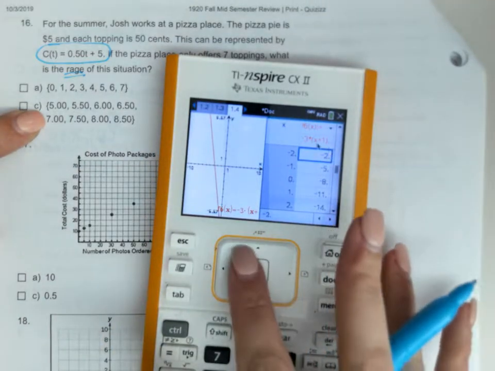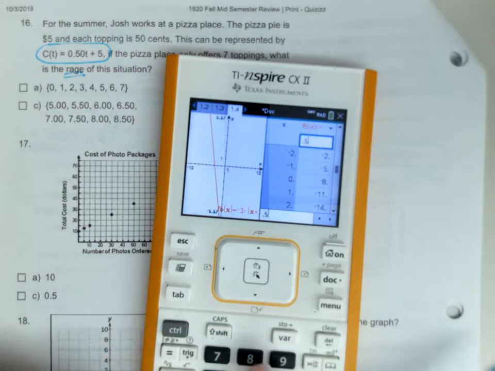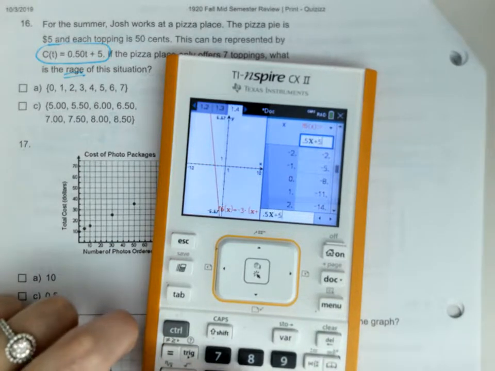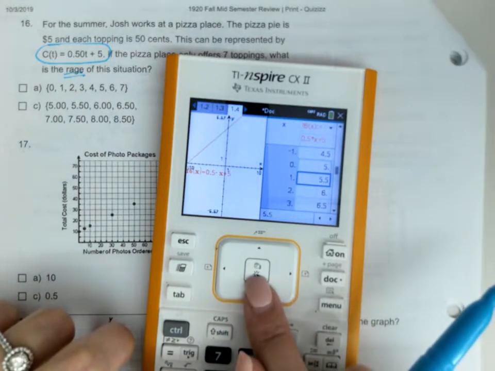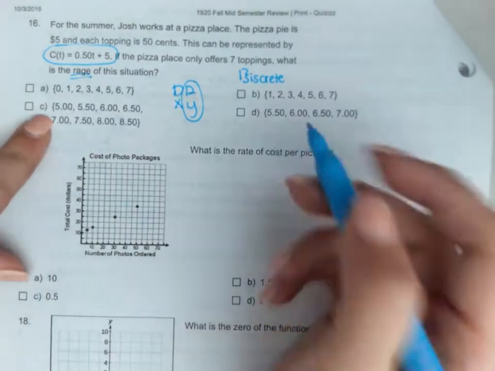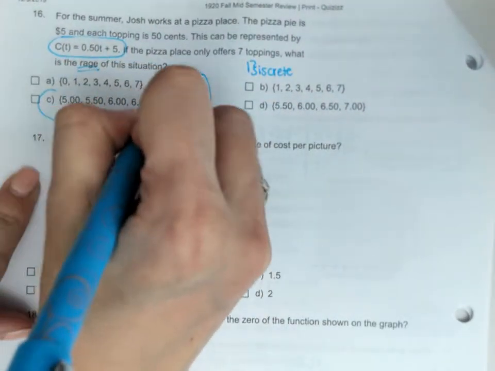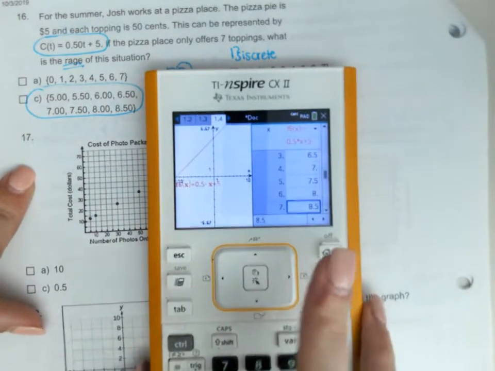So if I go in, you can just change it from right here actually, and we're going to type in 0.5x plus 5. So my y values starting at 0 is 5, 5.5, 6, 6.5, all the way up, because it wants the y values, to what matches with 7, which is 8.5.